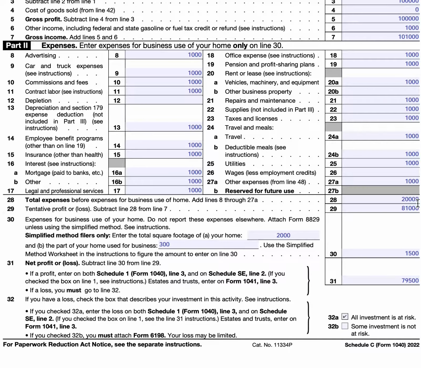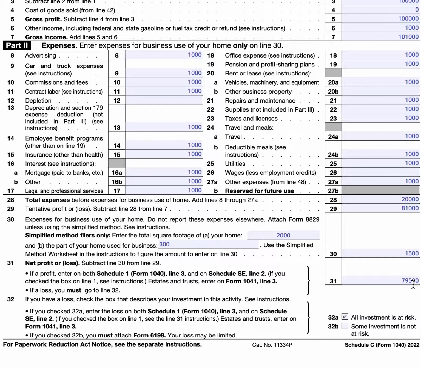There are certain other exceptions or factors that may impact your calculation in the worksheet. So do pay attention to the worksheet and the form instructions to make sure that none of those limitations apply. So in this case, they don't. We're taking a $1,500 deduction here, and that reduces our net profit to $79,500.